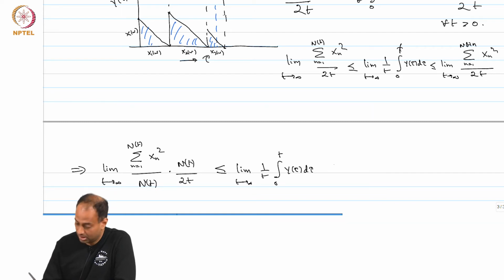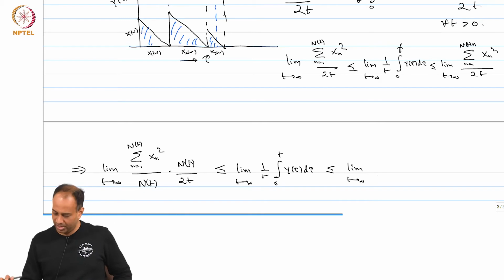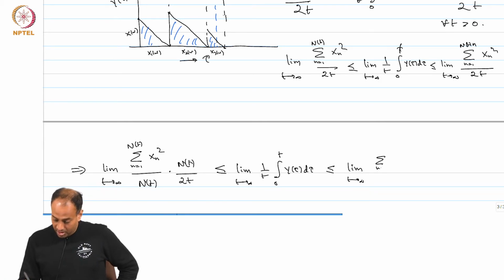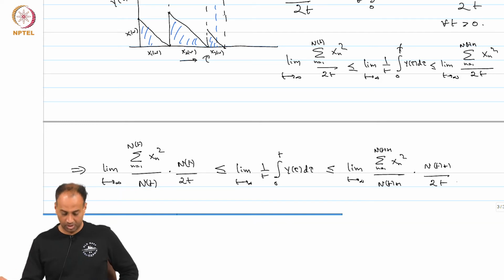which is less than or equal to, and I have to do another trick here, limit t tending to infinity. I have N(t) plus 1 terms. So, now what do I do? The sum over n equals 1 to N(t) plus 1 of x_n square over N(t) plus 1, times N(t) plus 1 over 2t.